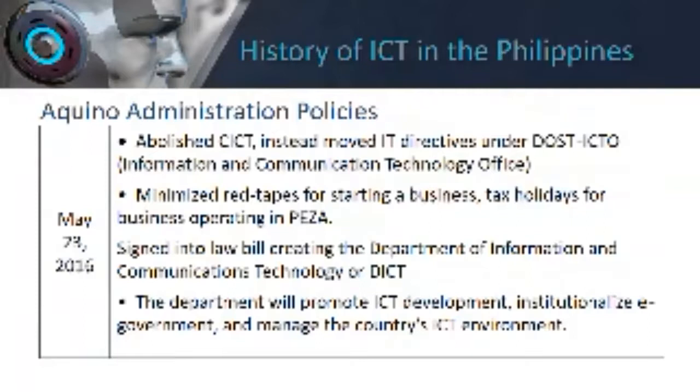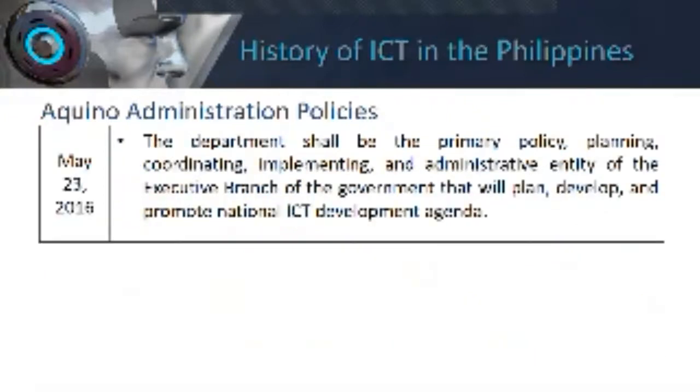Signed into law, the bill creating the Department of Information and Communications Technology, or DICT. This department will promote ICT development, institutionalize e-government, and manage the country's ICT environment. On May 23, 2016, the department shall be the primary policy planning, coordinating, implementing, and administrative entity of the executive branch of the government that will plan, develop, and promote national ICT development agenda.